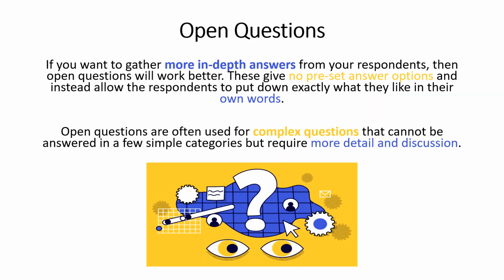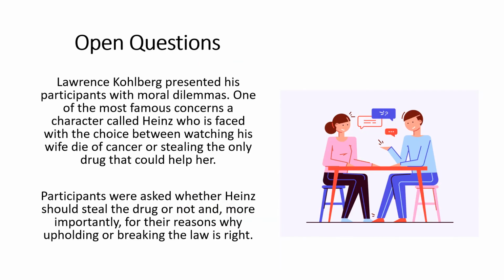Open-ended questions gather more in-depth answers, and there may not be any preset answer options. The respondent is given the total freedom to construct their own answers and to respond in their own words. Complex questions can be asked here and can be answered in a more effective manner, where more detail and more discussion can be pursued. Open questions were used by Kohlberg, which finally helped him to theorize about the stages of moral development.